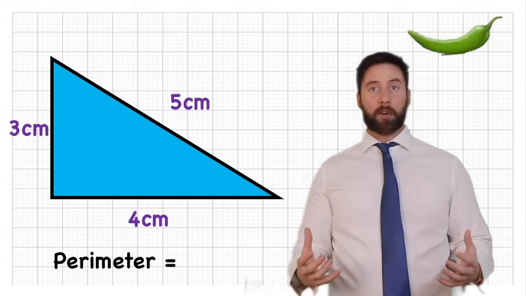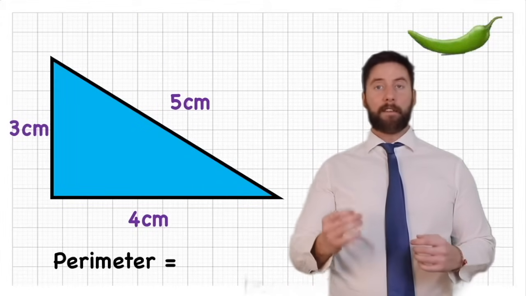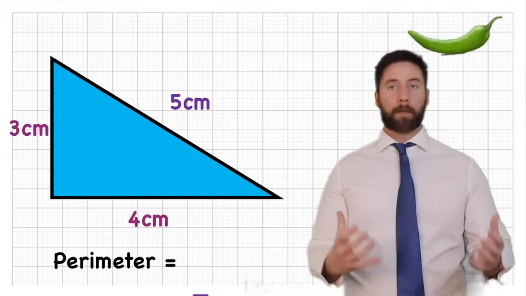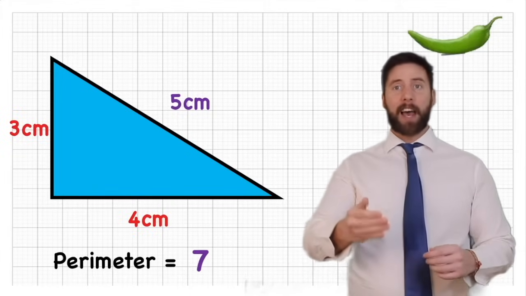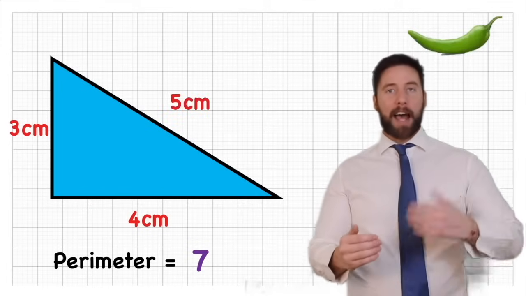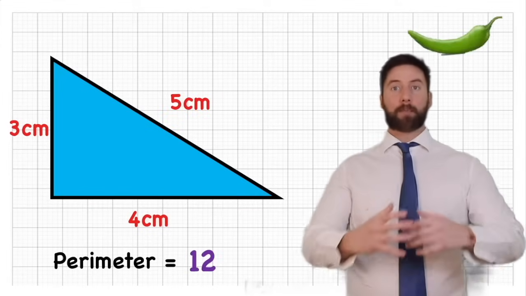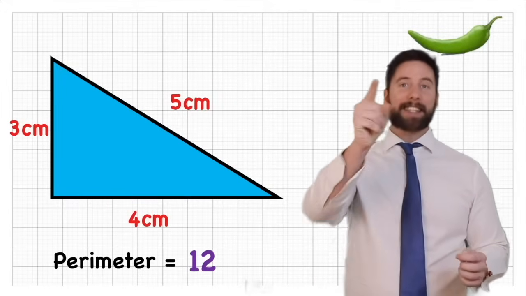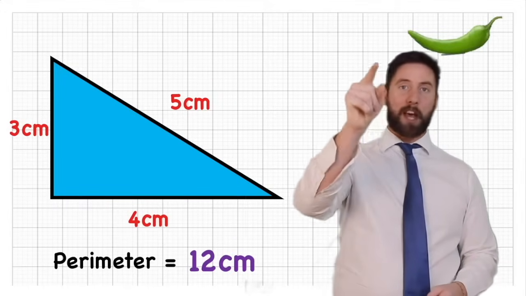Let's have a look at this triangle with sides of 3, 4 and 5 centimeters. So in order to find the perimeter, all I'm going to do is add 3, add 4, which gives me 7, add the 5, which gives me 12. So the perimeter of this triangle is 12, that's right, don't forget it, centimeters. Very important to make sure we use those units.